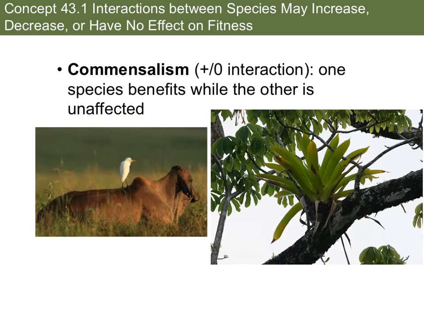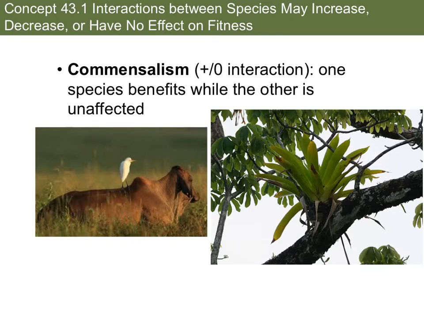Commensalism is an interaction where one organism benefits and the other is unaffected. In this case, this particular bird is riding on this larger cow, I think that's a cow. The bird benefits because as the cow wanders through the grass, it disturbs grasshoppers and insects that are hiding amongst the grass. So the bird benefits because it's going to eat up those insects.